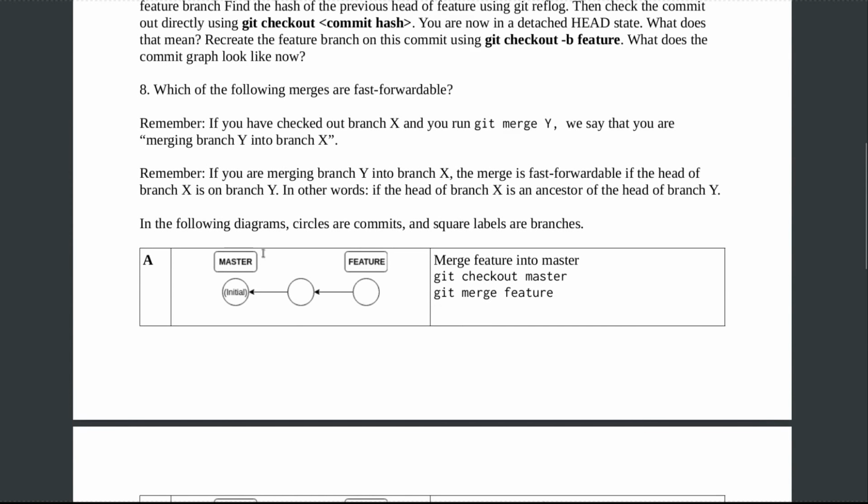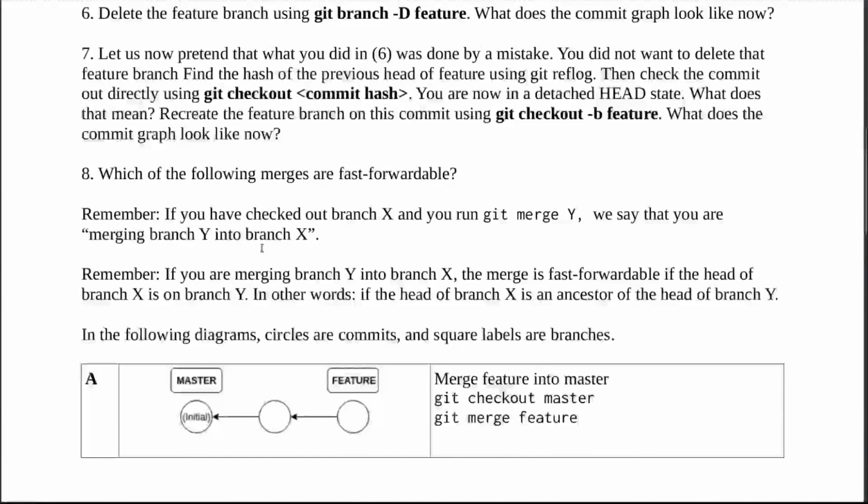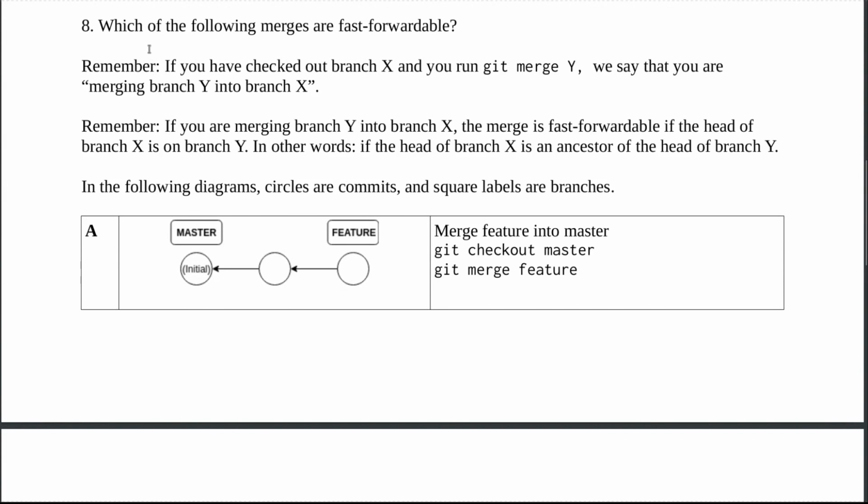And exercise 8, that's the one about finding out which of the merges are fast forwardable. Which of the following merges are fast forwardable? And I wrote you two reminders here. One is that if you've checked out branch X and you run git merge Y, we're then saying that you're merging branch Y into branch X. That's the terminology we're using.